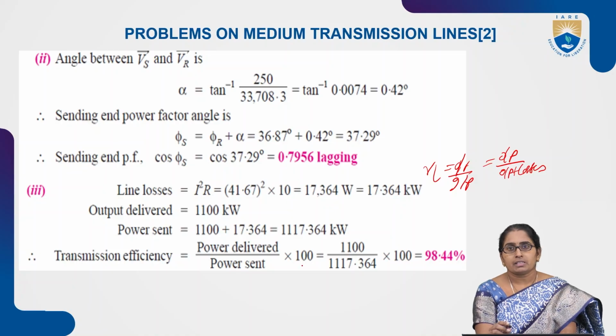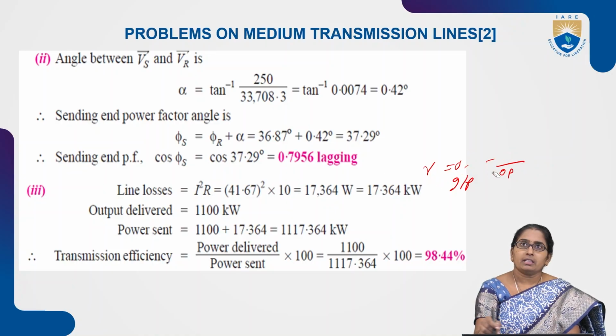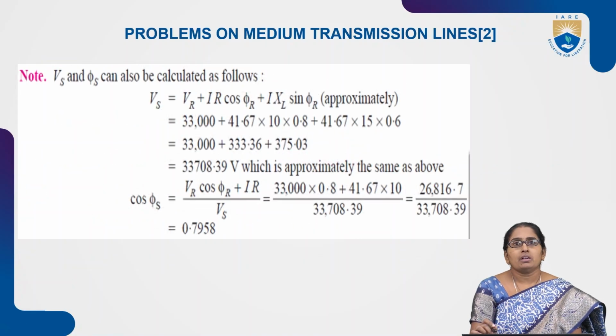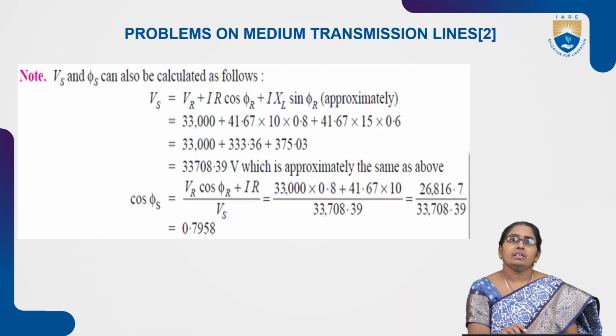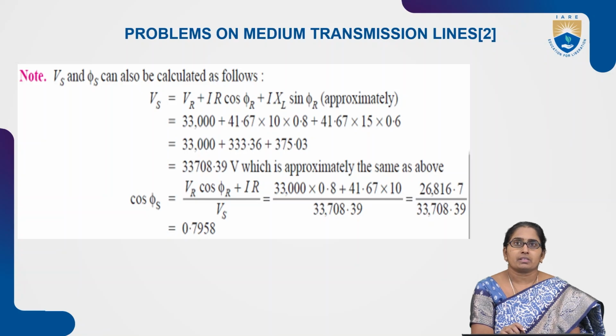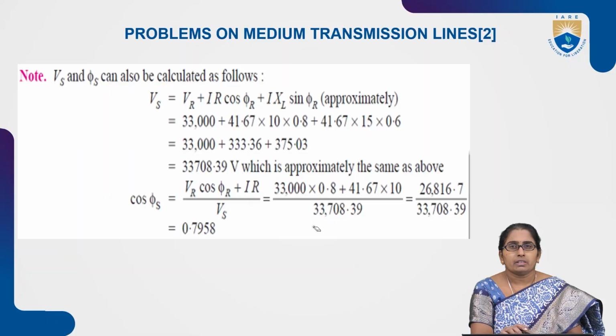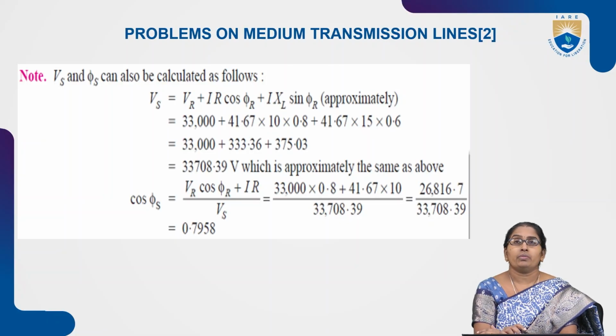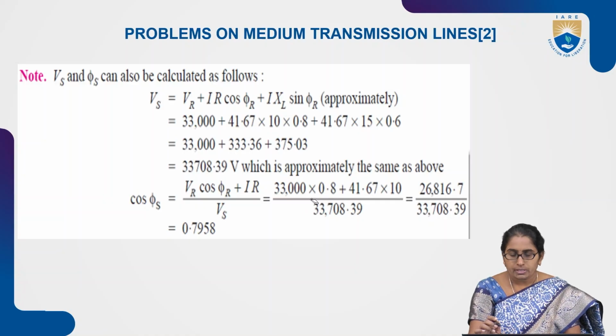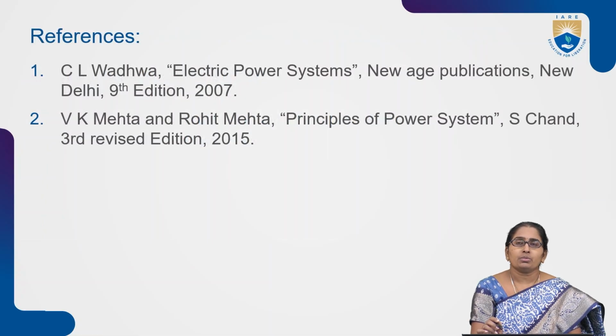Finally, this is how the value is calculated, and this is also another method to calculate Vs and cos phi s. Approximately, another expression they use: Vs is equal to Vr plus Ir cos phi r plus I XL sin phi r. Anyway, this is the solution.